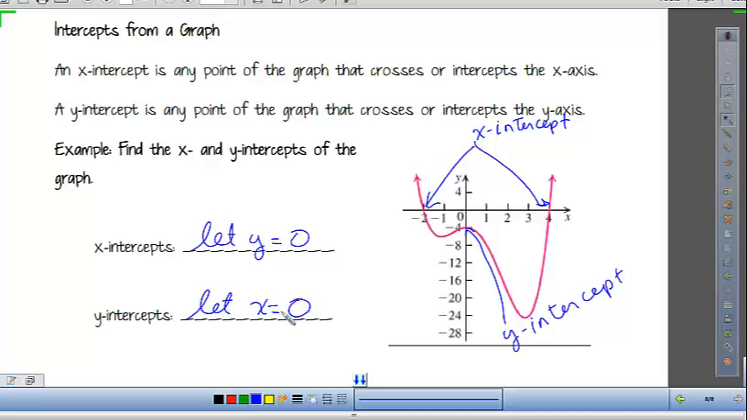All right, so x-intercepts, we let y equal 0. Y-intercepts, we let x equal 0. And I want to emphasize here that both of these things are points. So points have how many coordinates? 2. We don't just say x equals some number, y equals some number. If it's an x-intercept, it's going to be some number, comma, 0. If it's a y-intercept, it's going to be 0 and some number. So keep that in mind.